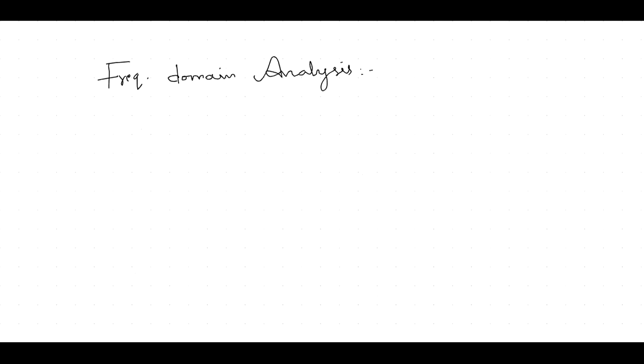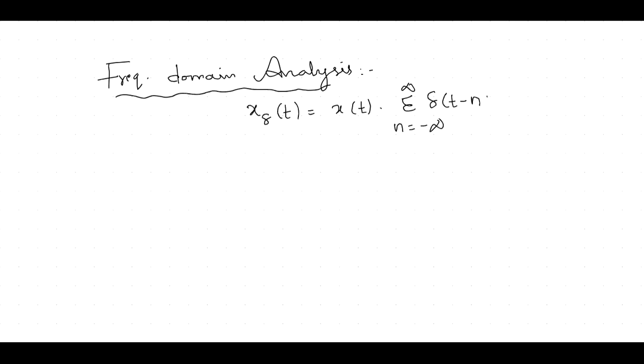So whatever first signal is there, write as it is. The sampled signal in time domain is defined as x delta of t, x of t, summation n equal to minus infinity to infinity, delta of t minus nTs. You can write it inside also. That equation is correct only.